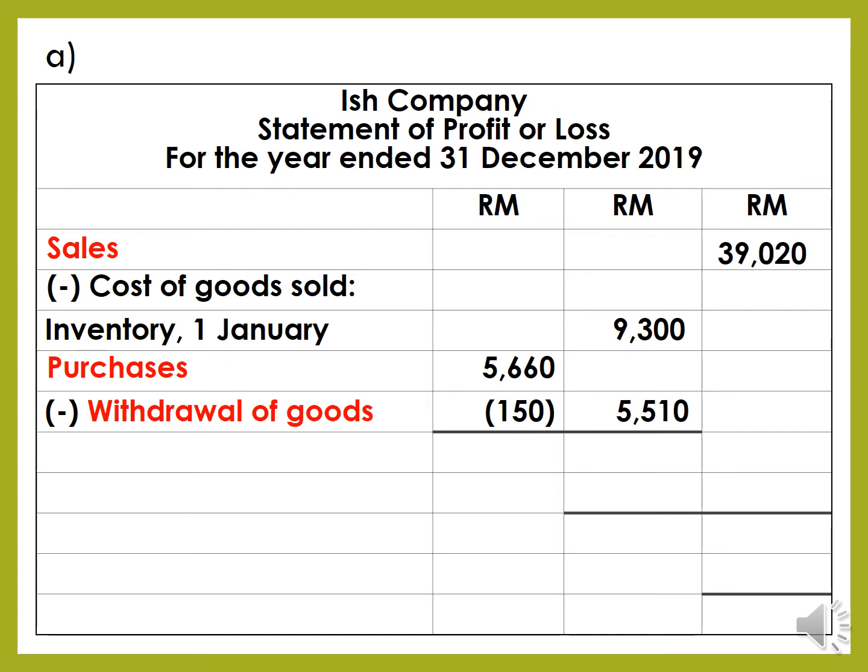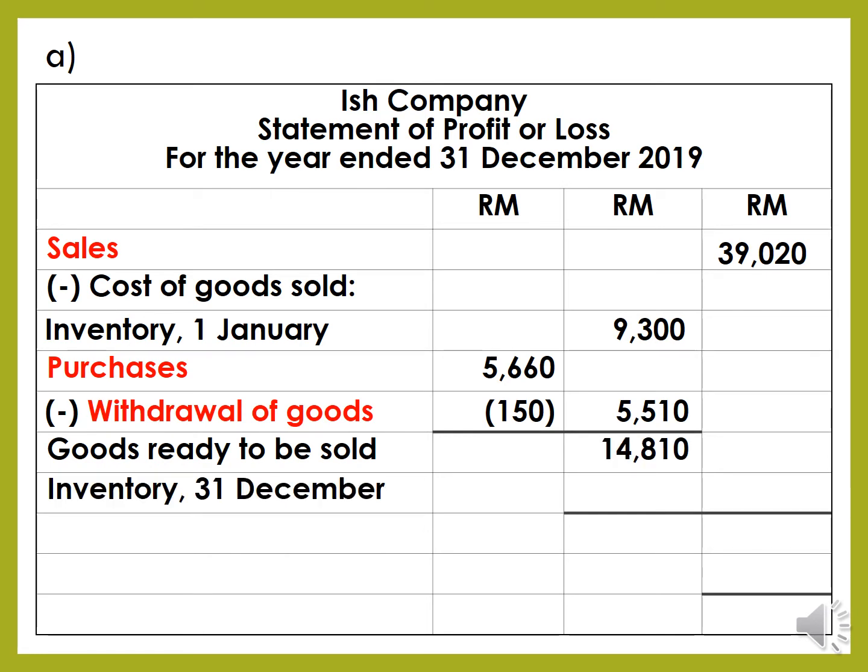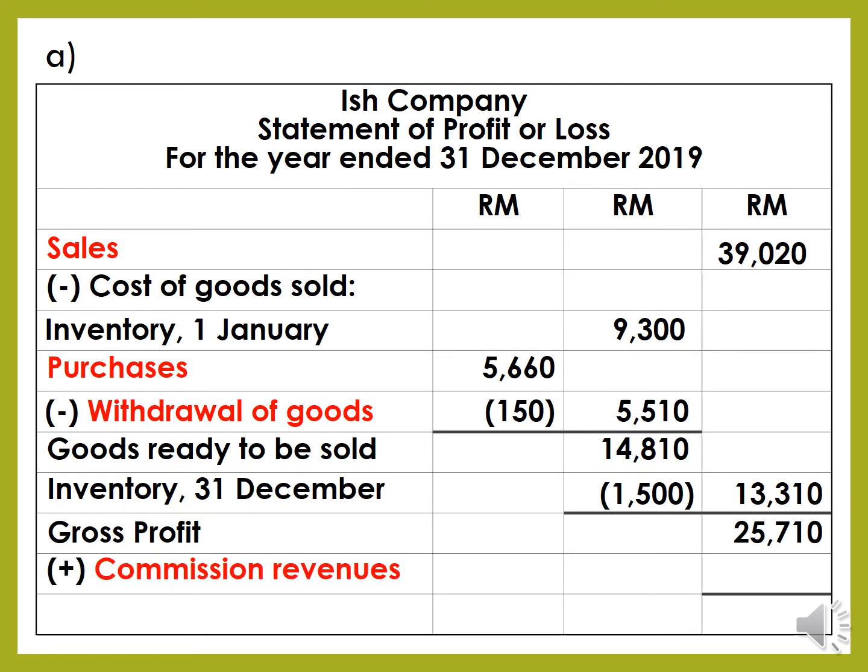The total is 5,510. Then goods ready to be sold is 14,810. Then minus with inventory as at December 31st, 1,500. Then you can get the cost of goods sold is 13,310. The gross profit is sales minus cost of goods sold, that is 25,710, plus commission revenues 10,750, and the total income is 36,460.